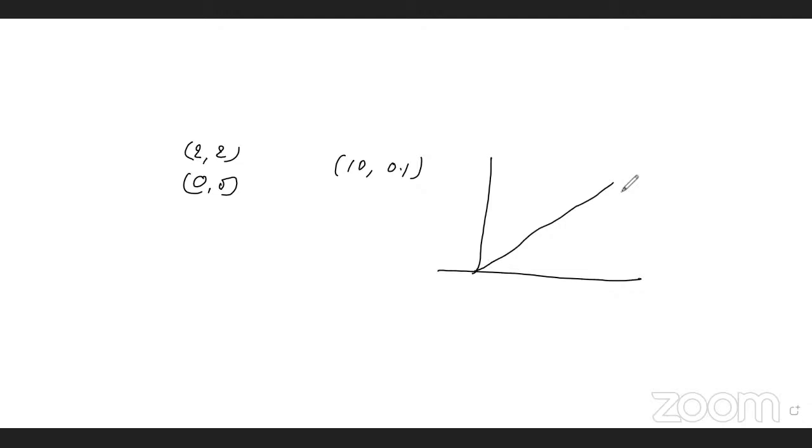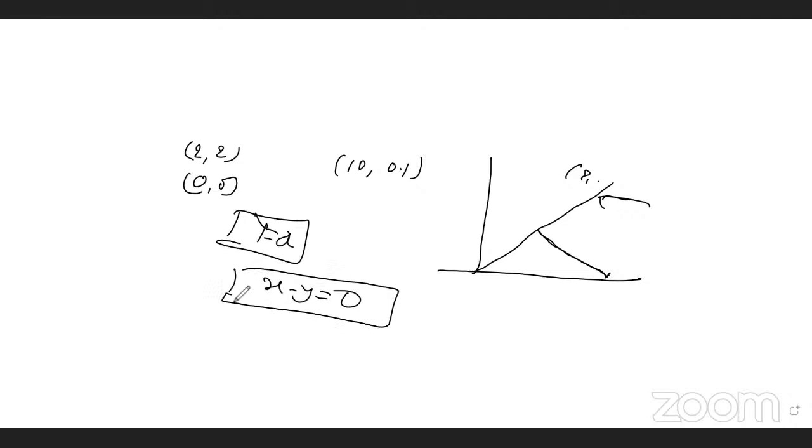So that's the weight vector, the direction of the weight vector. This distance we always consider as the distance of the point from the line, from the plane. So you can find the equation of this line, right? 2, 2 and 0, 0, so this is actually the line y equal to x. So you can say x minus y equal to 0. Understand? Now the point is 10 comma minus 0.1, so from here you can find the distance.